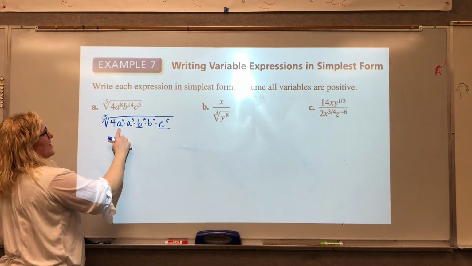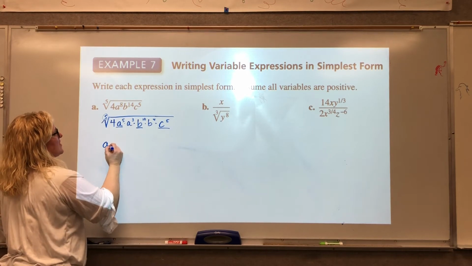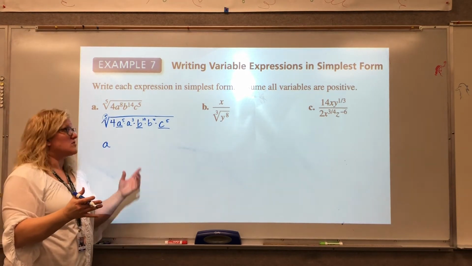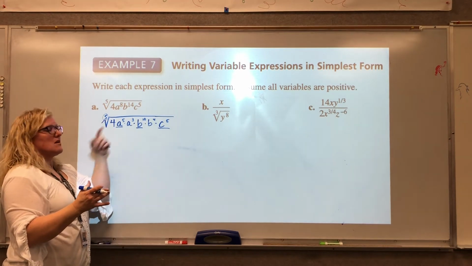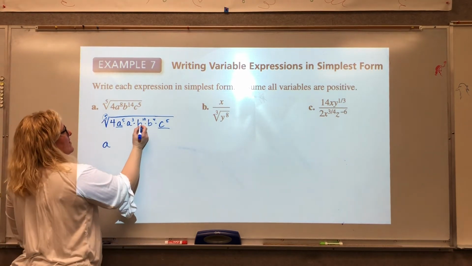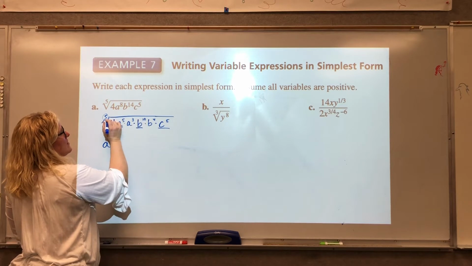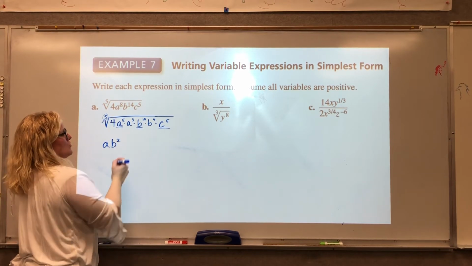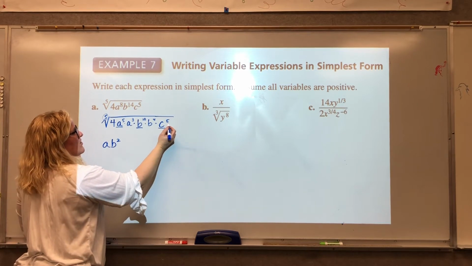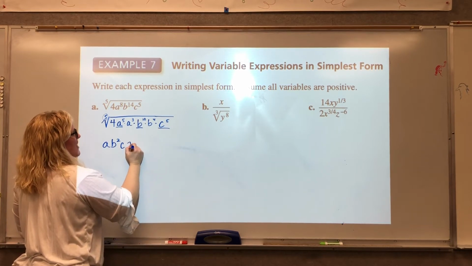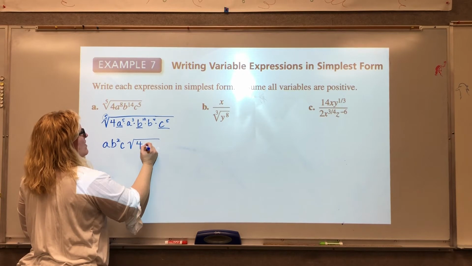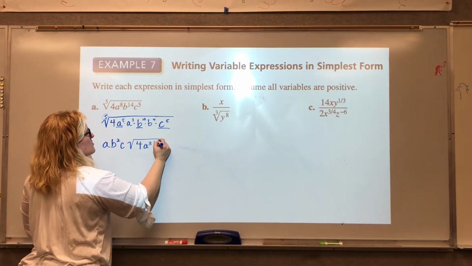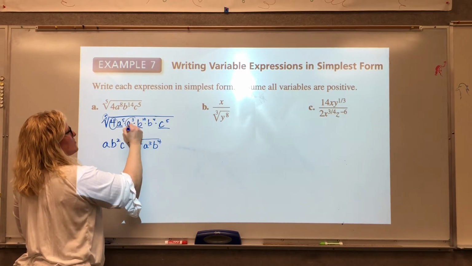Here's a perfect one, a to the 5th. So that's going to come out. It does not need absolute value signs because it's odd. Okay, then we have b to the 10th. 10 divided by 5 is 2, so b squared. C to the 5th is c, and I'm left with 4, a to the 3rd, b to the 4th. That's what I'm left with right here.